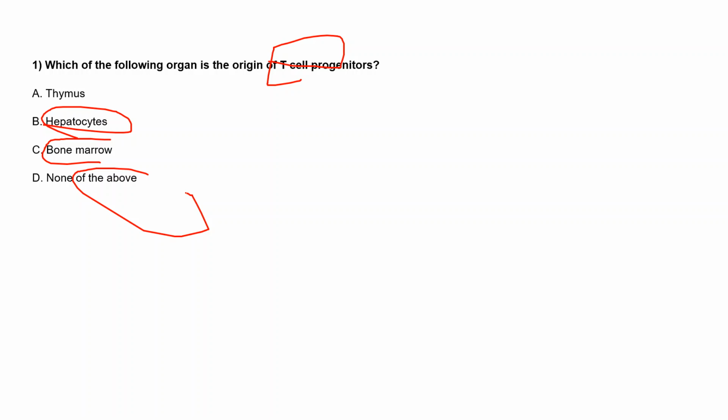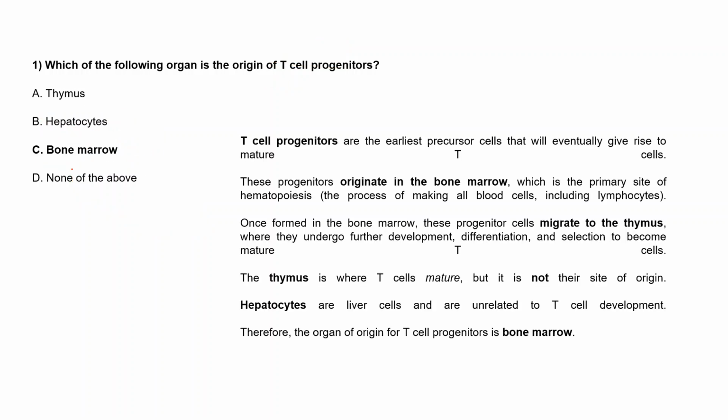Option C, bone marrow. Okay, let's see. Very good, you are right that bone marrow is the right answer for this question. We know that T cell progenitors are the precursor cells that help in the origin of T cells. T cell progenitors are the early precursor cells that give rise to the mature T cells.